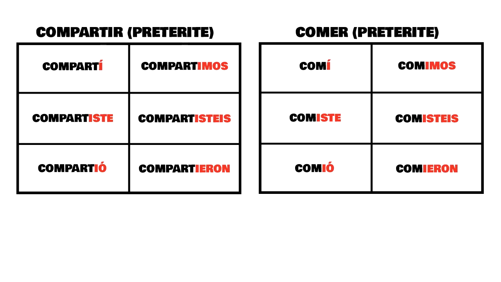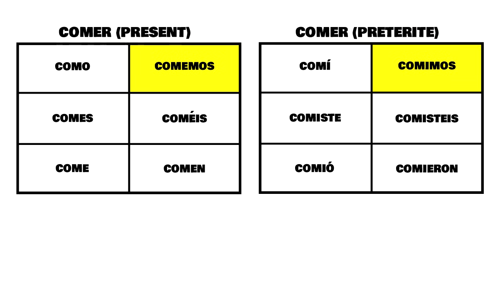So if you look at compartir next to comer in the preterite, an ER verb next to an IR verb, you'll see they have exactly the same endings. Compartí, comí, compartiste, comiste, all the way through like that in all 6 spots. One side effect of that is, for ER verbs, you can see right away the difference between we eat and we ate. We eat is comemos, we ate is comimos.